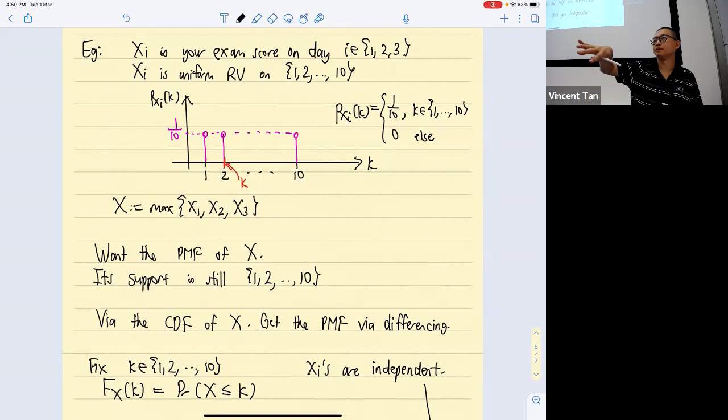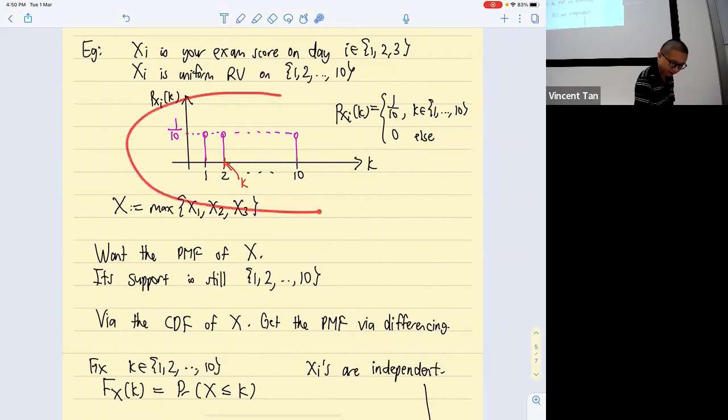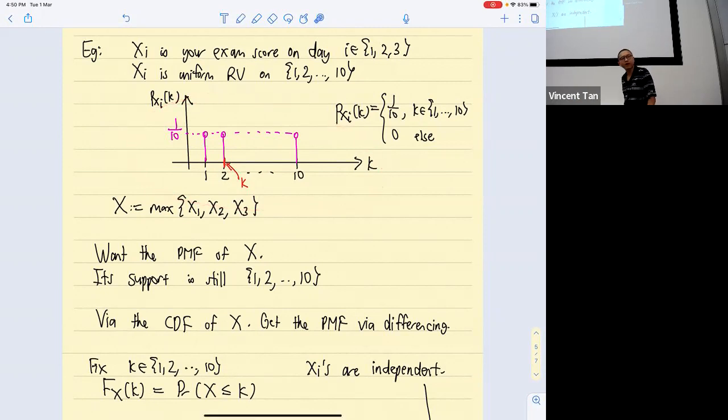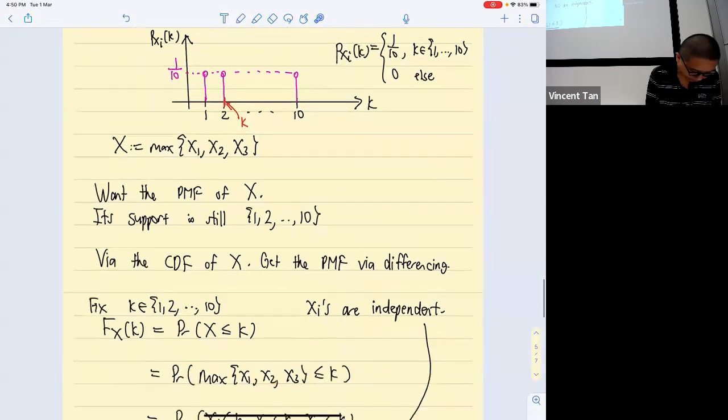Where am I? Let me repeat the steps. You are allowed to take the exam 3 times, on 3 independent trials. The first trial is called X1, the second trial is called X2, the third trial is called X3, and each of the trials is a discrete random variable, uniform on 1 to 10.